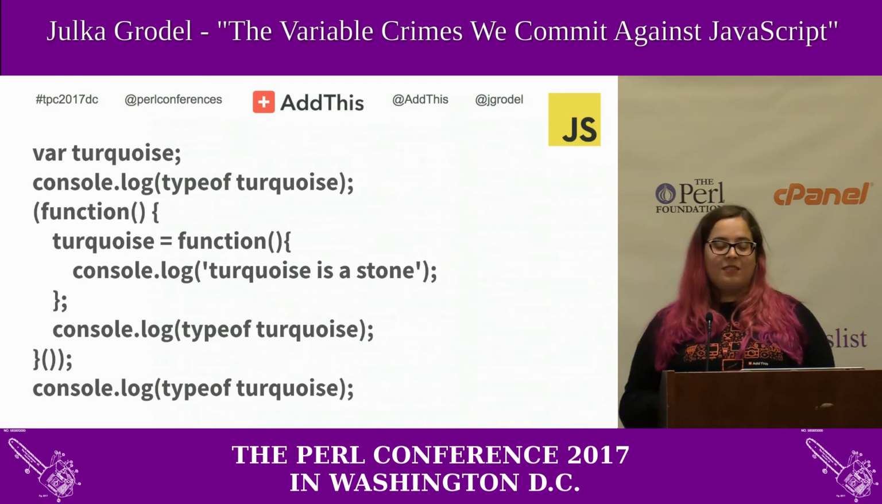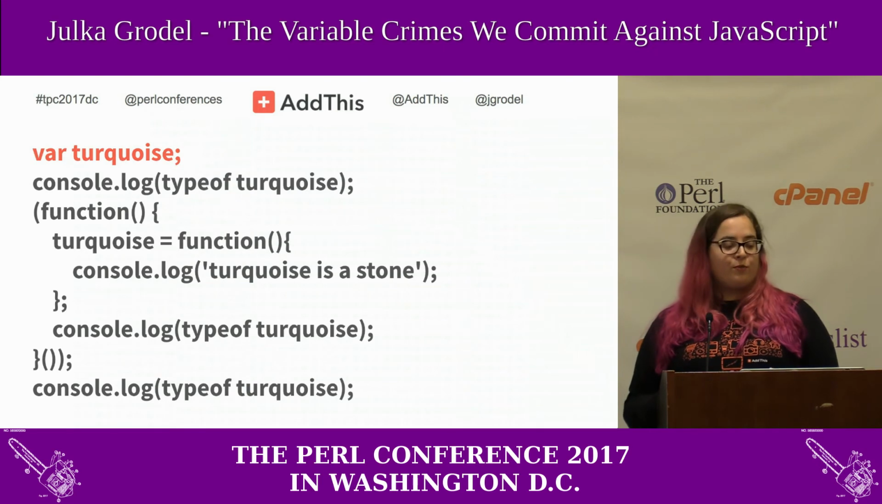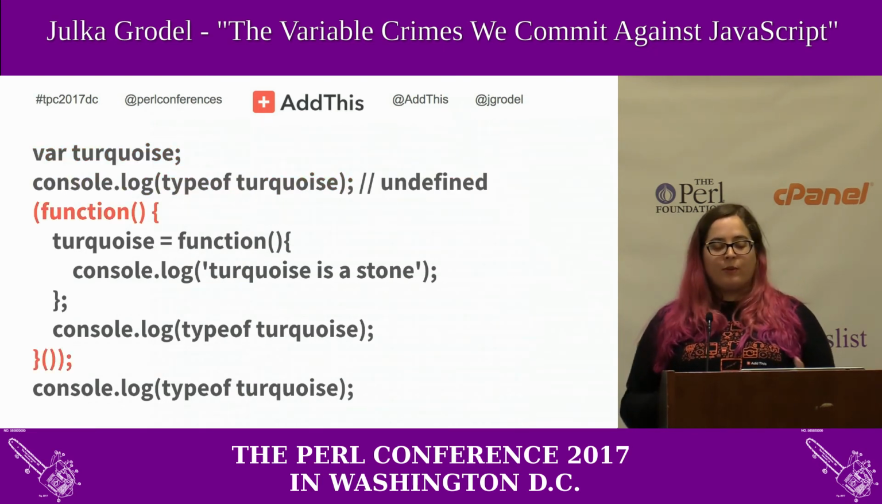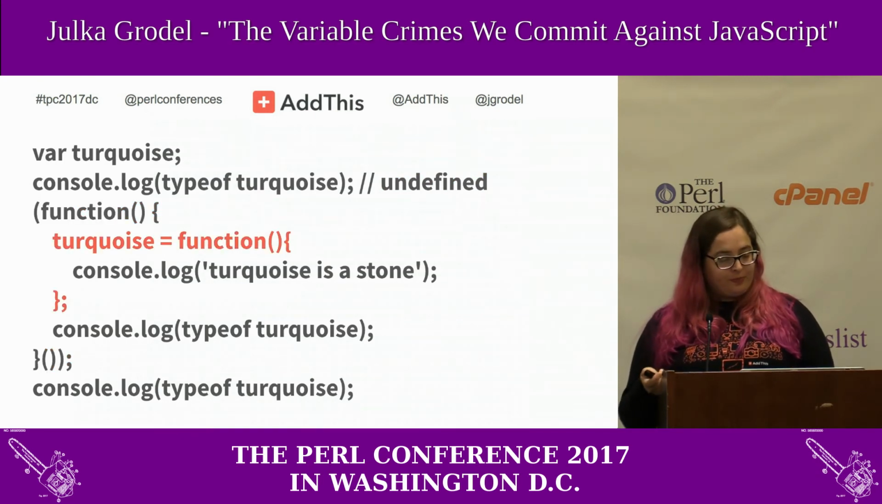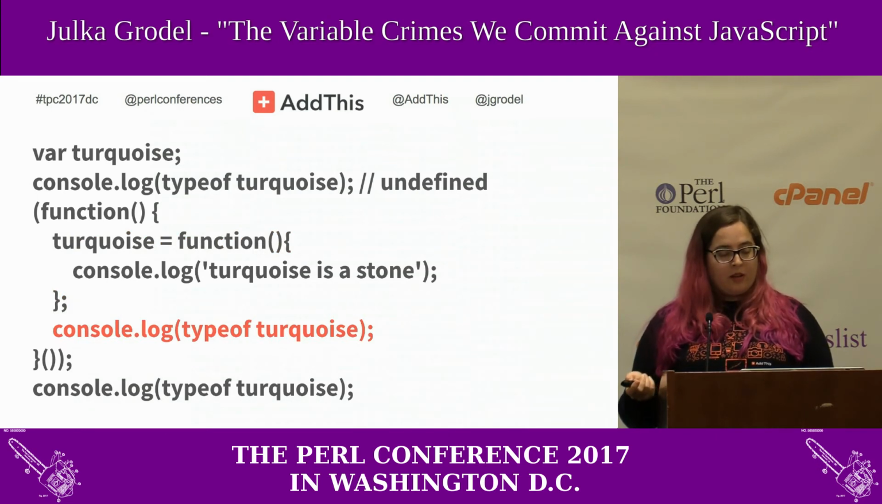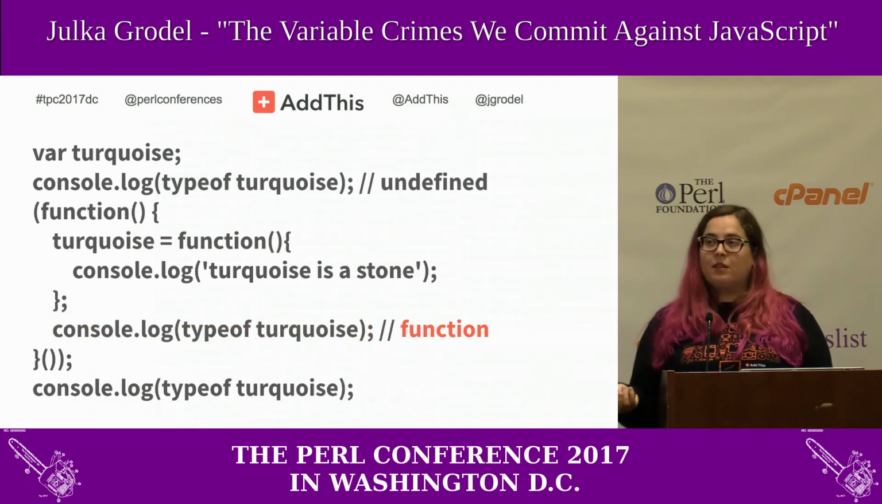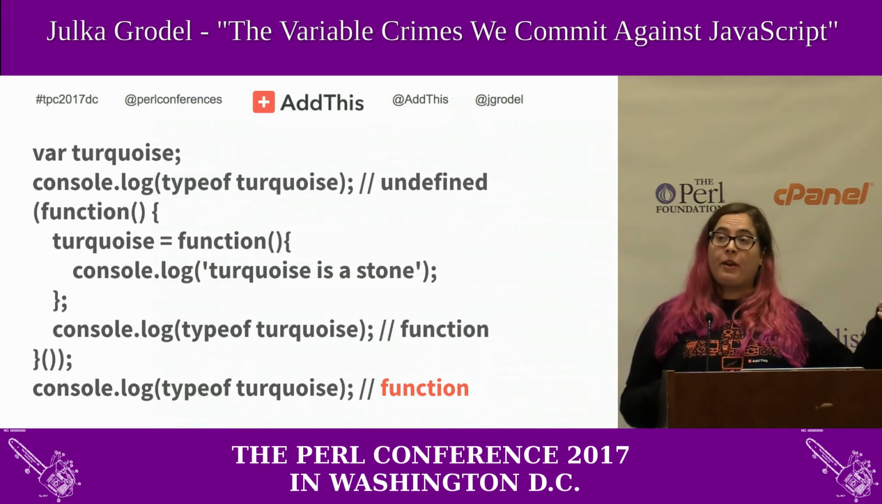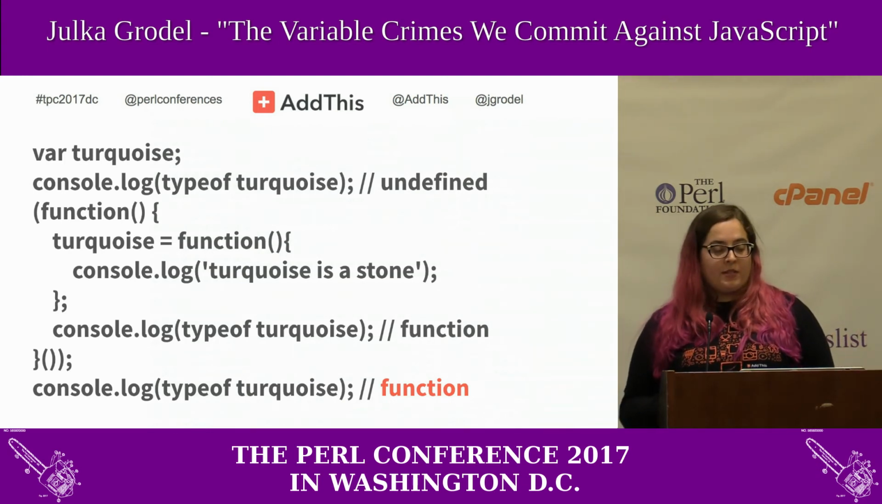Whereas here, I can be a little more tricky. So I'll define my var turquoise and console log out the type. It's undefined right now. Go inside that function, and I can say turquoise equals function. And when I console log out the type of turquoise, I get function, but when I come back out, I also get function. So even though I'm in this completely separate scope, I can still reach out to my parent scope and use a variable that was set up there.